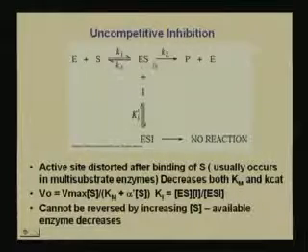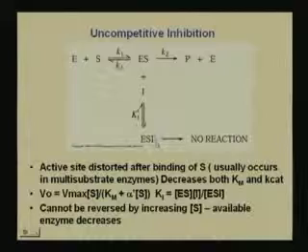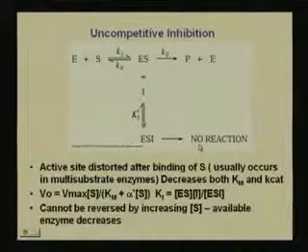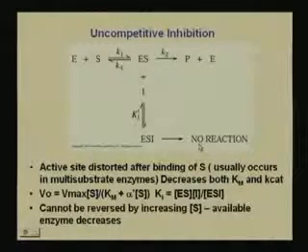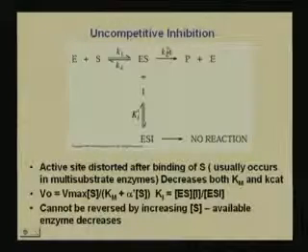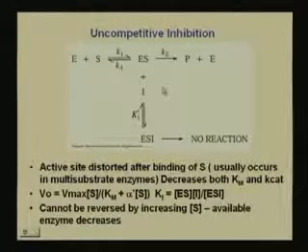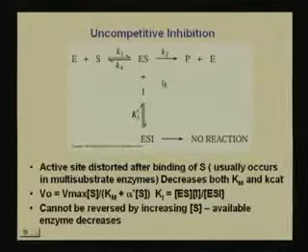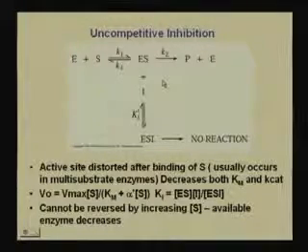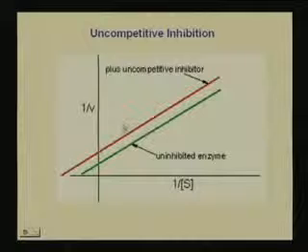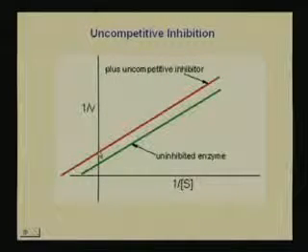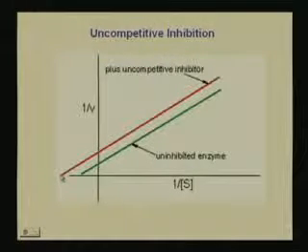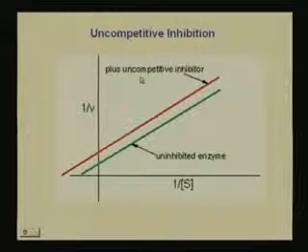When we have ES here, ES plus I will give you the ternary complex ESI and there is no reaction. It usually has an effect on the Kcat value where your Vmax is decreased. Why does this Vmax decrease? Because the available enzyme actually is decreased. So what you have is an increase in the initial velocity due to the presence of the inhibitor and a parallel line for the uncompetitive inhibitor.